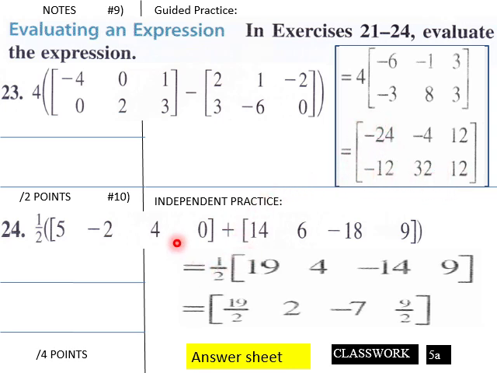And then down here, again, you do what's inside your parentheses first. You do your PEMDAS here. 5 and 14 is 19, negative 2 and 6 is 4, 4 and negative 18 is negative 14, and 0 and 9 will be 9. And then we multiply through by 1/2, and we end up with this row matrix here for that one.